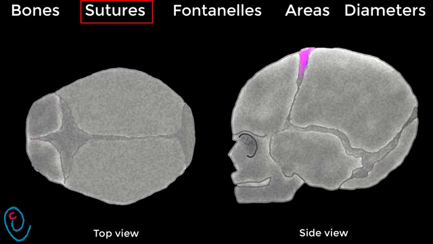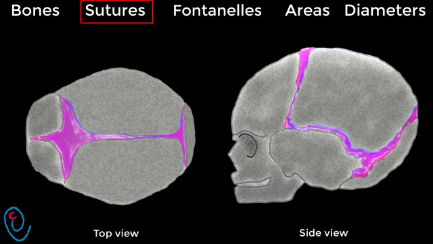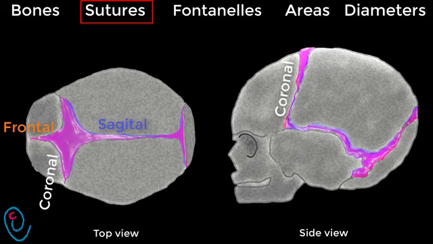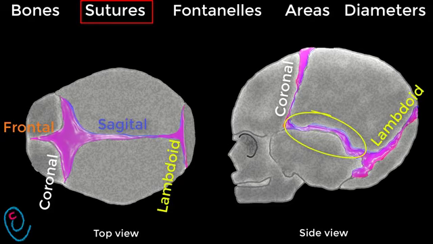Sutures are non-ossified membranes that connect skull bones. The frontal suture is between the two frontal bones, the sagittal suture between two parietal bones, the coronal sutures between frontal bones anteriorly and the parietal bones posteriorly, and the lambdoid sutures between parietal bones anteriorly and occipital bones posteriorly. Some sutures have no obstetric importance, like sutures between parietal bones and the temporal bones.